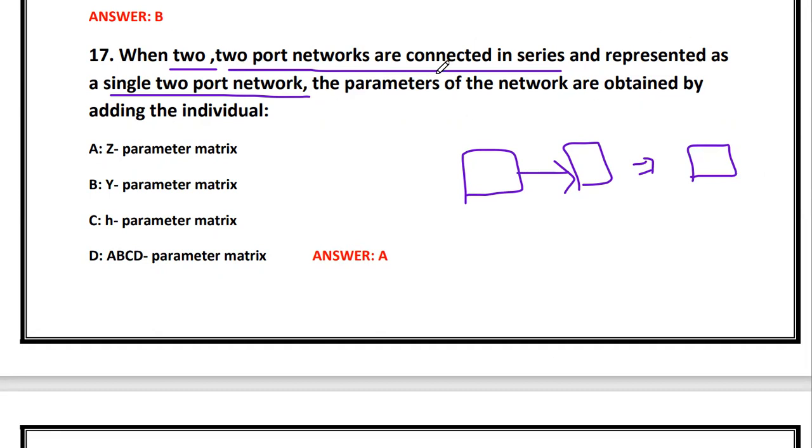If two-port networks are connected in series, we can add the Z parameter matrix. Okay. So the Z parameter of the first network and second network, Z1, Z2, if you add the two impedance parameters, we can get the overall impedance parameter of that overall matrix. Okay. Similarly, if the two-port networks are connected in cascade, we can add the Y parameter matrix.